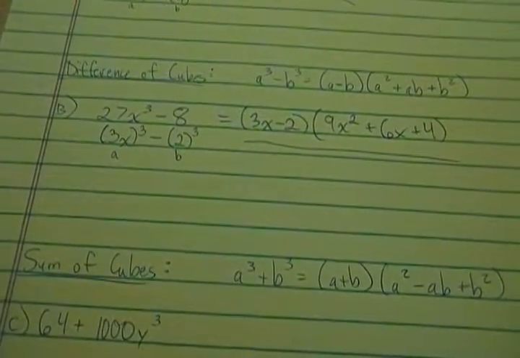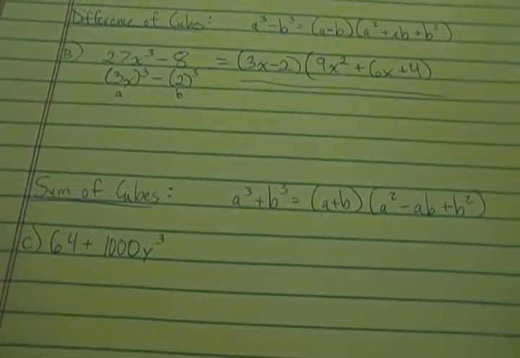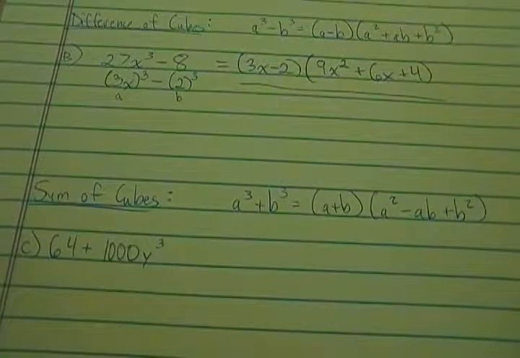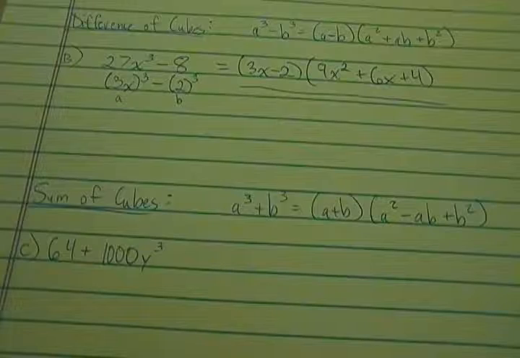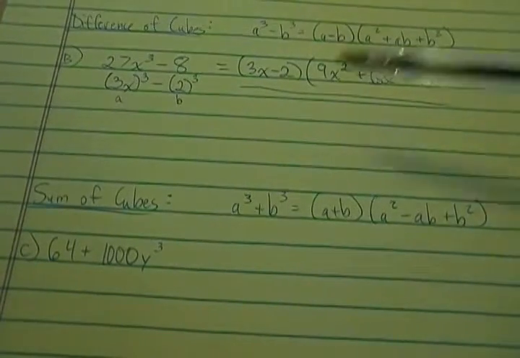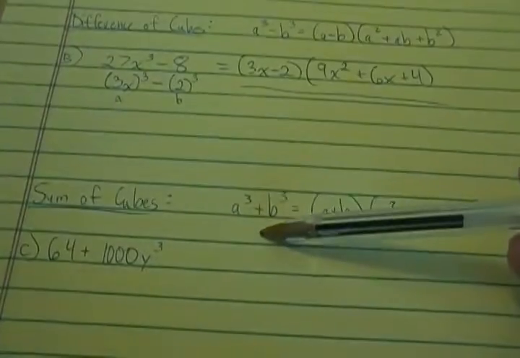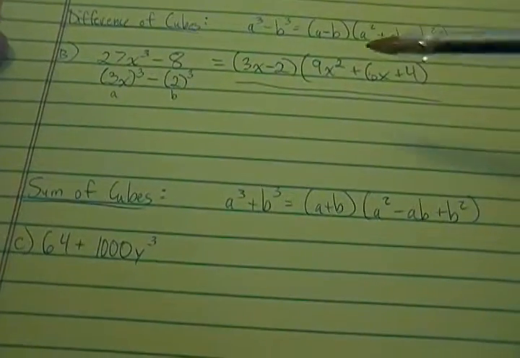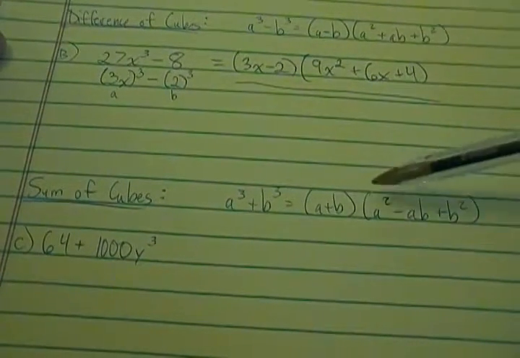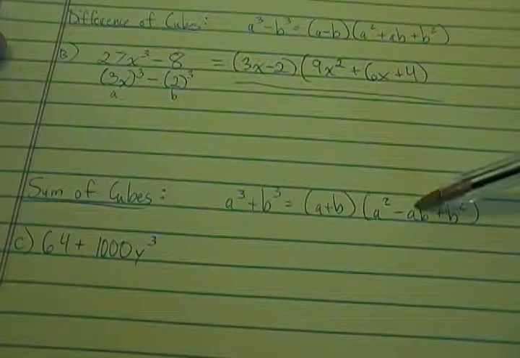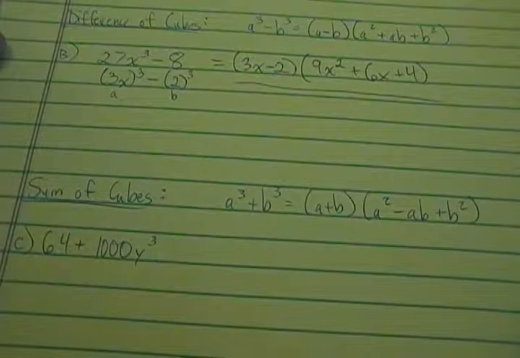All right, the next formula we have is the sum of cubes formula, which looks a lot like the difference of cubes formula, but it's a sum instead of a difference. So a sum means addition. So if we have a cubed plus b cubed, so two perfect cubes that are being added, that factors into a plus b times parentheses a squared minus ab plus b squared. So it looks a lot like the difference of cubes formula.